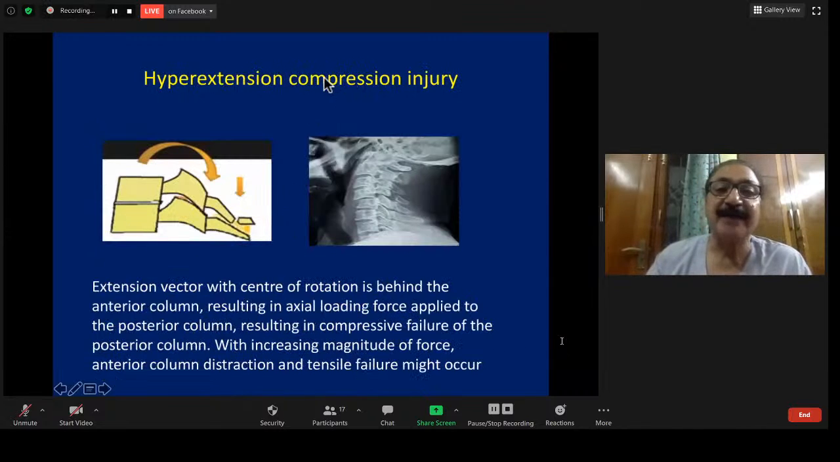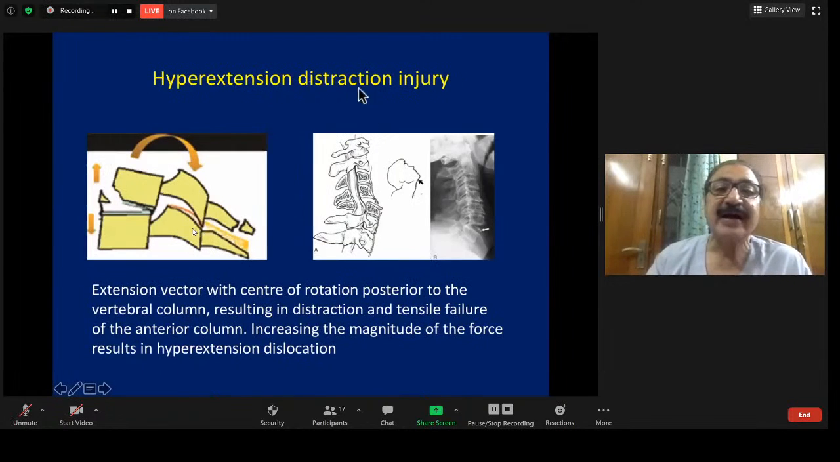Then there is a hyperextension compression injury. The center of rotation is behind the anterior column, resulting in axial loading forces applied to the posterior column basically. The main forces are at the posterior column, resulting in compression failure of the posterior column. With increasing magnitude of the force, the anterior column distracts.